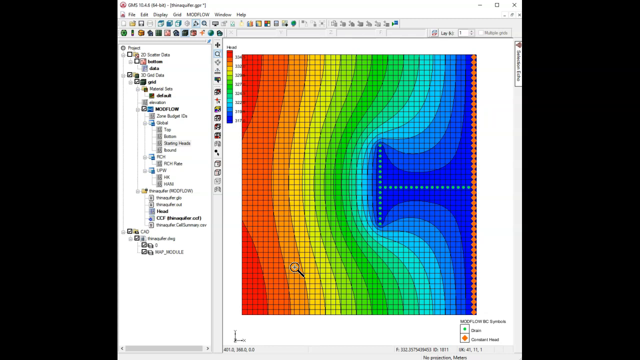So MODFLOW-NWT, again, its forte is dealing with cell wetting and drying issues. It's a very robust solver. If you get a dry cell with the MODFLOW-NWT solver, by golly, you really should have a dry cell as part of your solution. And so that's another tool you can use to deal with this head overshoot problem.